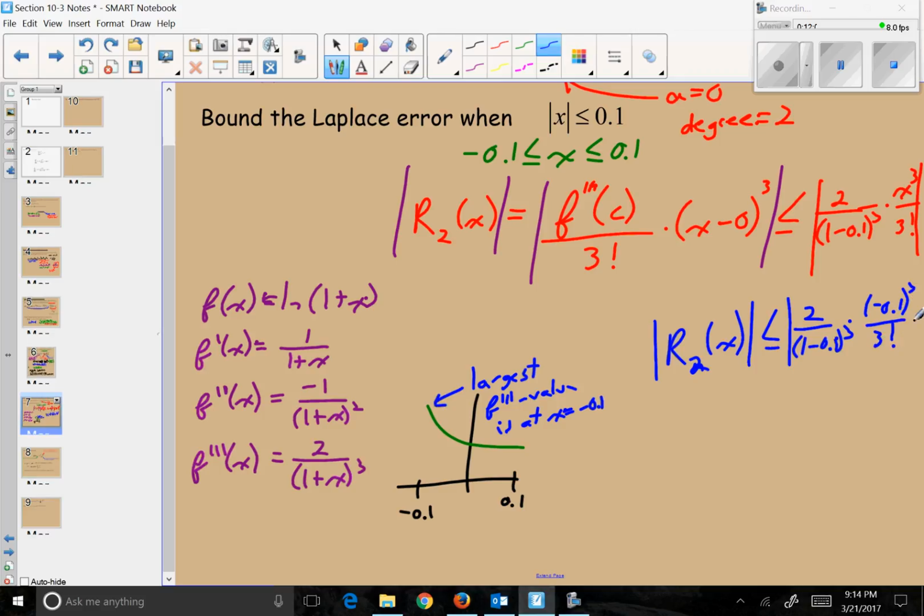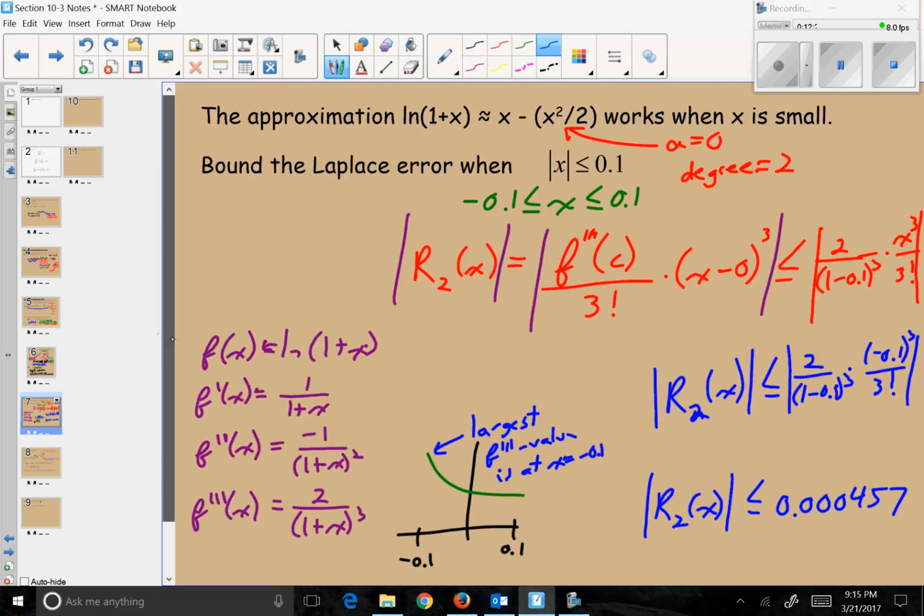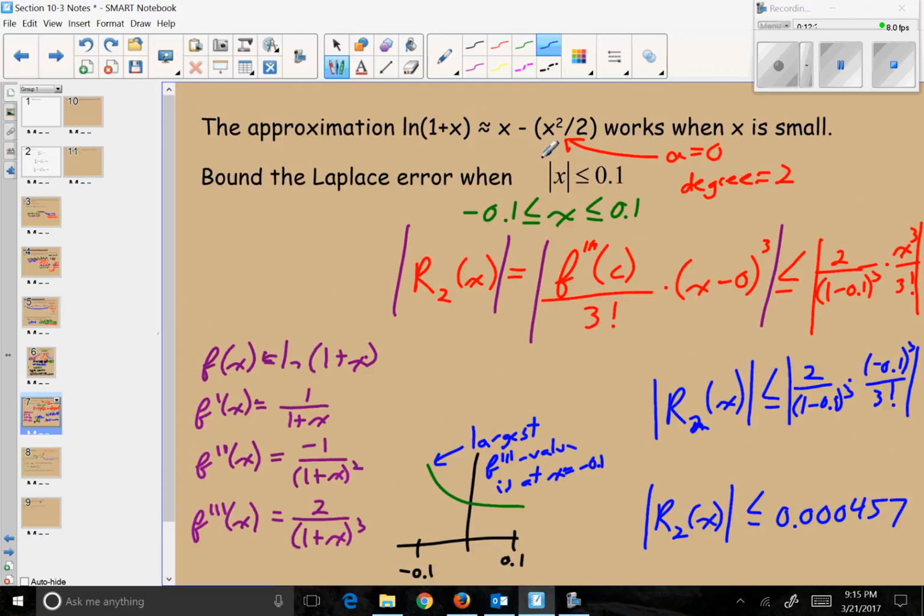over 3 factorial. And what I get when I work that out is that my remainder is going to be less than or equal to 0.000457. So as long as we're within 0.1 of 0, our little quadratic here gives a really good approximation of the natural log of 1 plus x.